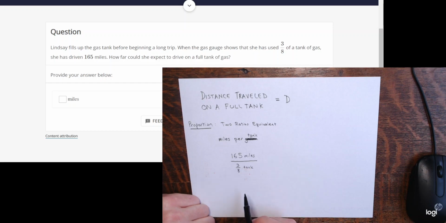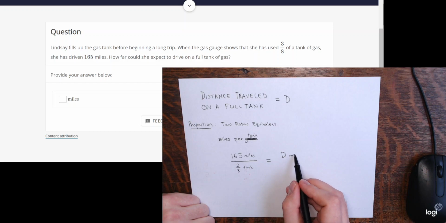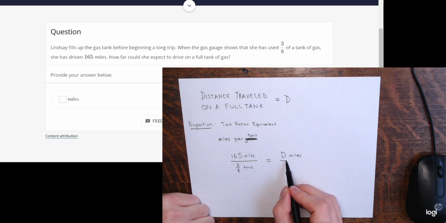And we can simplify this fraction if we wish. Dividing by 3/8 is the same as multiplying by 8/3. So we could simplify that in a bit. And this ratio should be equal to the d miles that she travels on one tank.